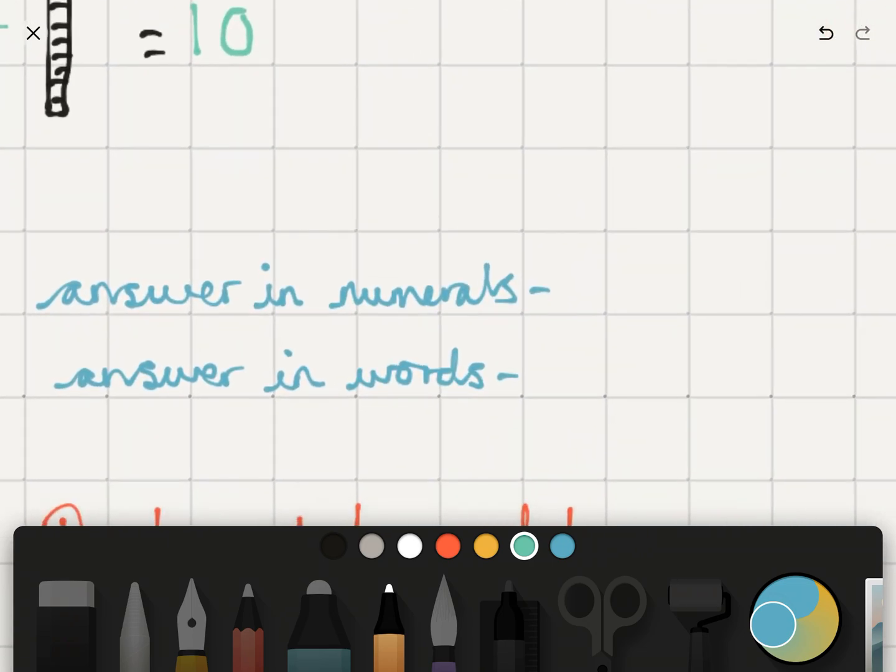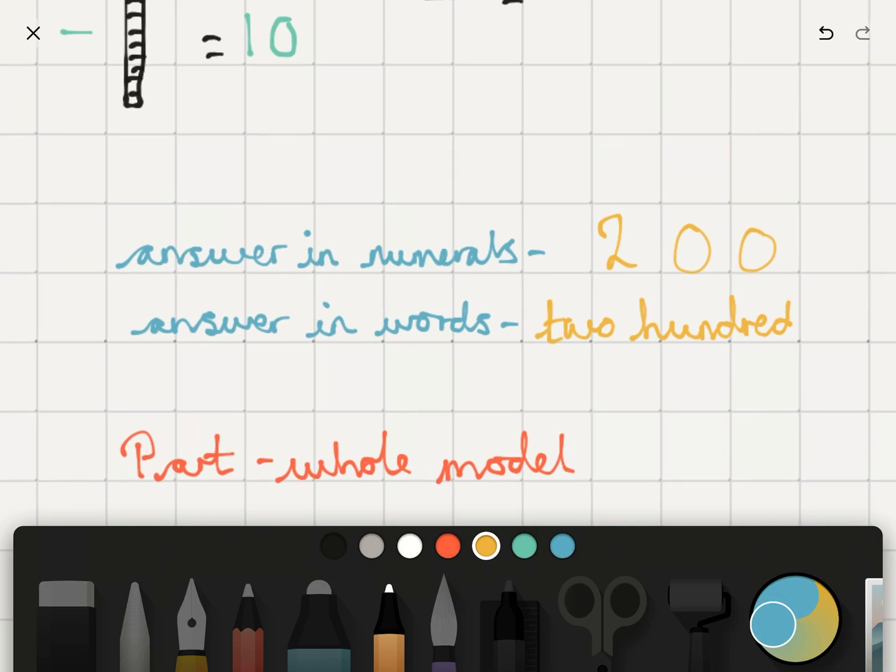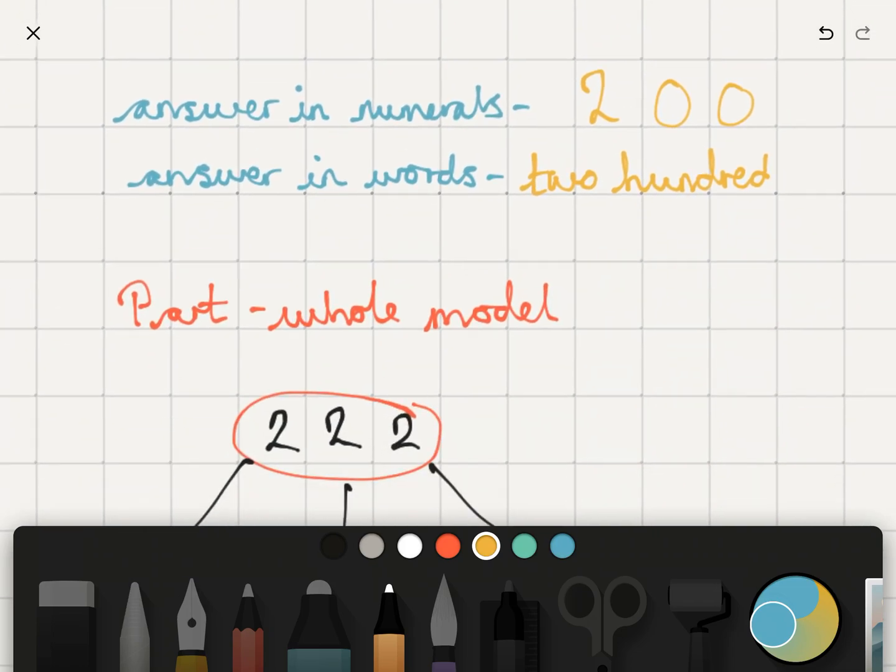Right, another thing you'll need to know is when it says answer in numerals and answer in words, what does that mean? So hopefully, you know, numerals means in numbers, okay? So if I said, give me the number 200 in numerals, you would write it like this, okay? If I said, give me the number 200 in words, you would write it like this. Okay, so you'll need that for the first question because it asks you to write down what a number is in numerals and in words.